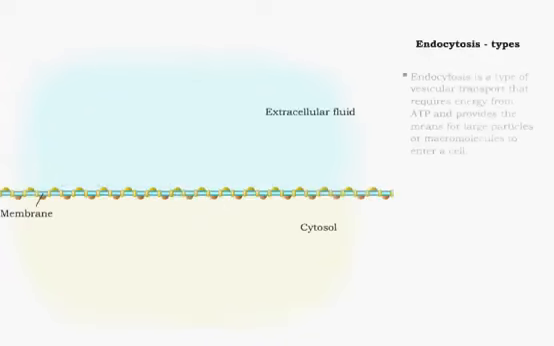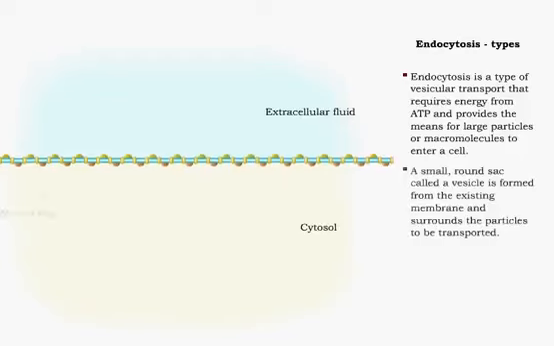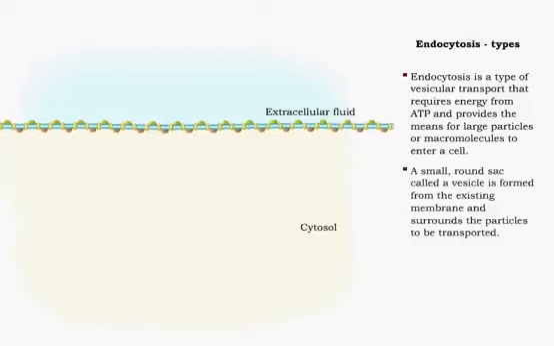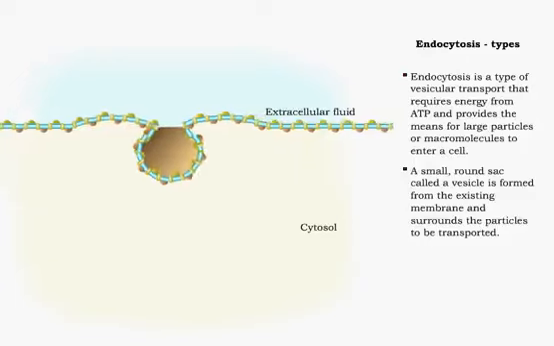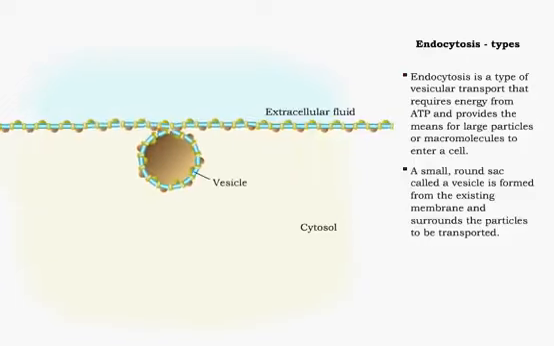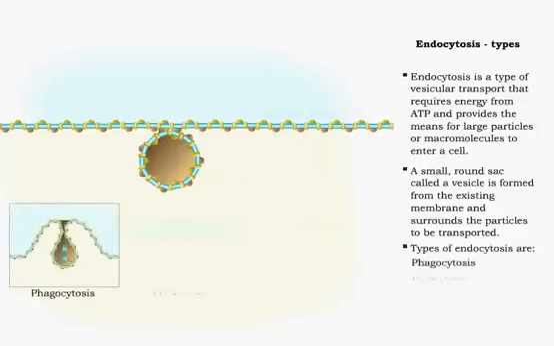Endocytosis is the movement of large particles or macromolecules into the cell. During endocytosis, a small round sac called a vesicle is formed from an existing membrane and used for transport. Three types of endocytosis are phagocytosis, pinocytosis, and receptor-mediated endocytosis.